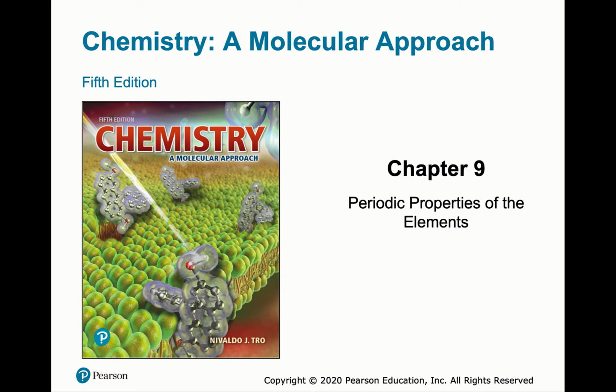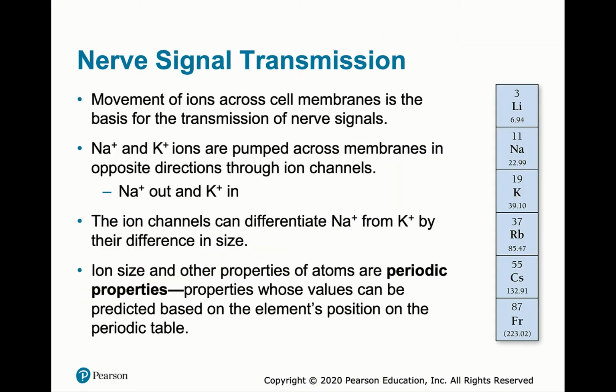Chapter 9 is about the periodic properties of elements and the different trends associated with them. So, what? Why do we care? Well, the potential across nerves, like neurons, deals with the motion of sodium and potassium ions. Sodium ions go out and potassium ions go in, and that creates the small potential that goes when neurons fire. And ion channels can differentiate between the sodium and potassium ions because of their difference in size.